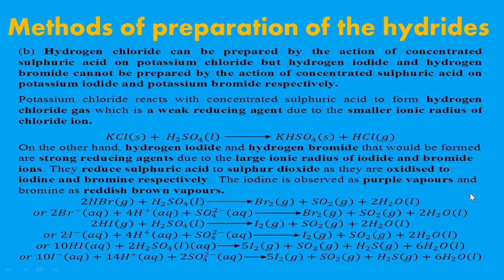Hydrogen chloride can be prepared by the action of concentrated sulfuric acid on potassium chloride, but hydrogen iodide and hydrogen bromide cannot be prepared by the action of concentrated sulfuric acid on potassium iodide and potassium bromide respectively. But teacher, is that the question? It's a statement that needs explanation. In other words, we are explaining that statement.